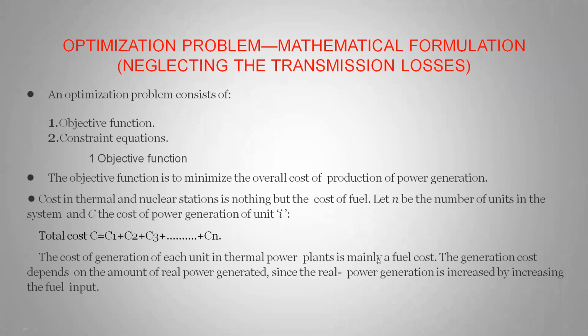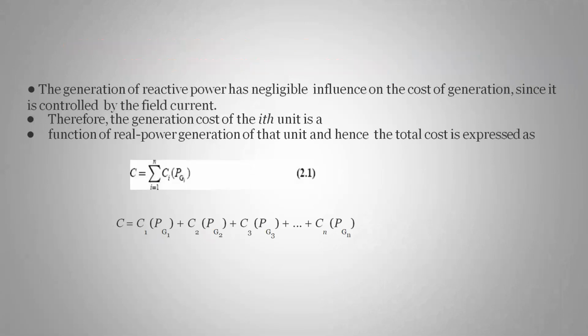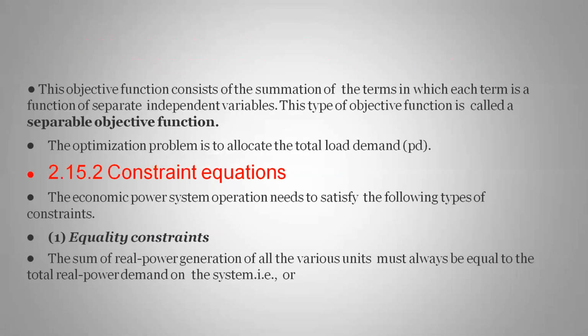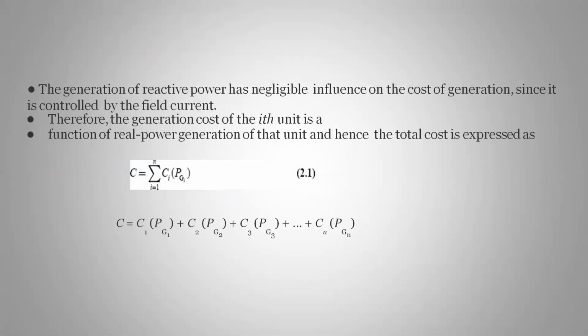The generation cost depends on the amount of real power generated, since the real power generation is increased by increasing the fuel input. The generation of reactive power has negligible influence on the cost of generation, since it is controlled by field current.